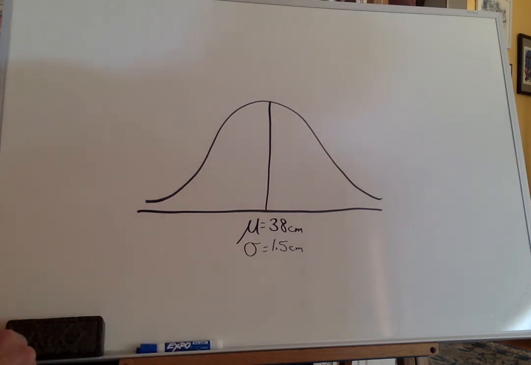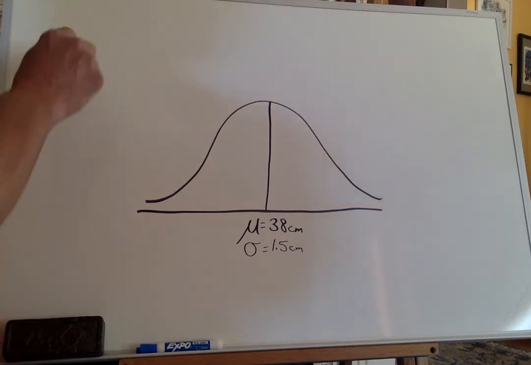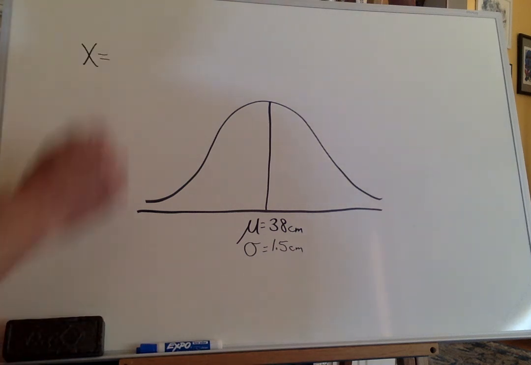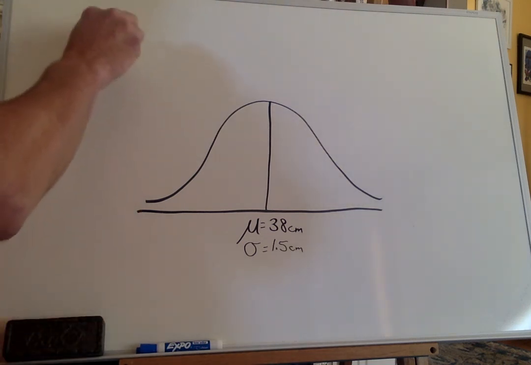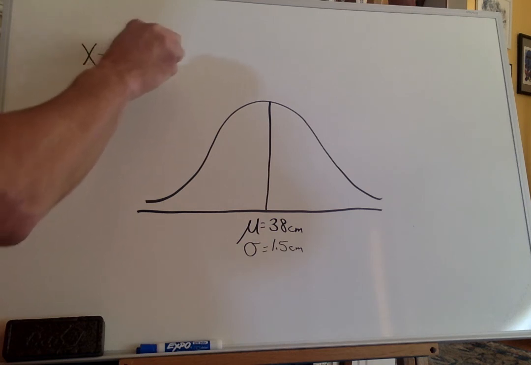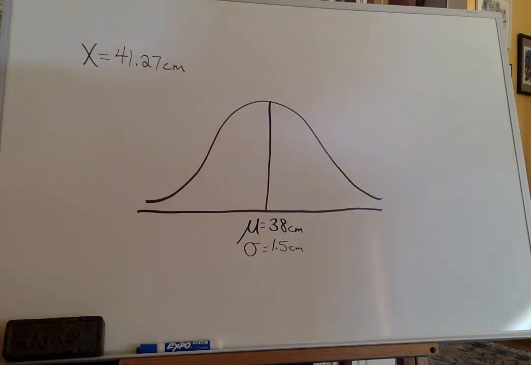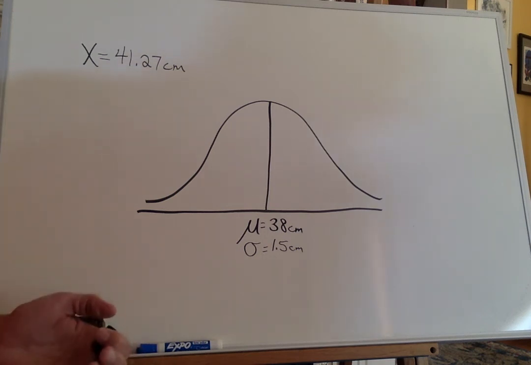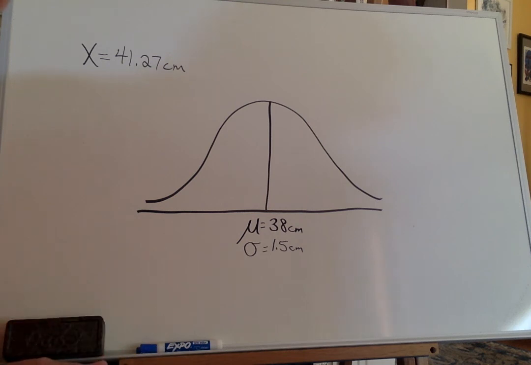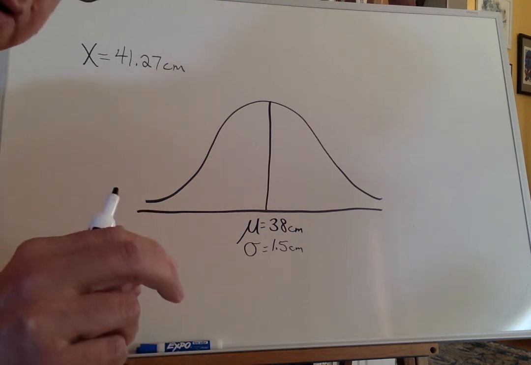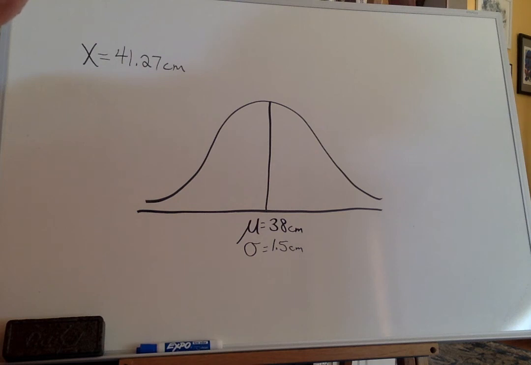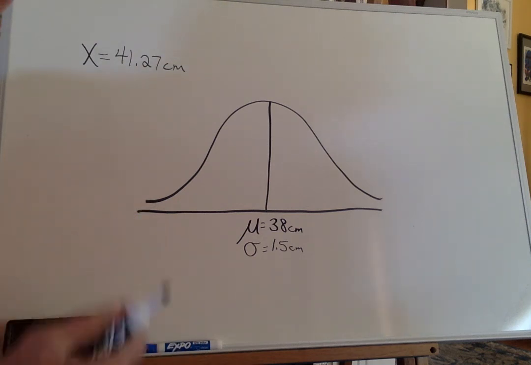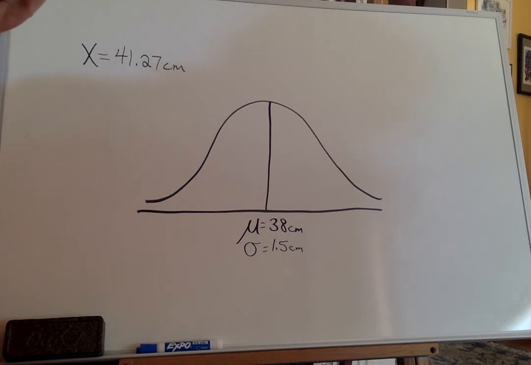And so let's say that my friend's baby's head is 41.27 centimeters. Okay. Well, what does that mean? Well, we certainly know that the baby's head is larger than normal, larger than average. Okay. But the question is, how much larger than average, right?